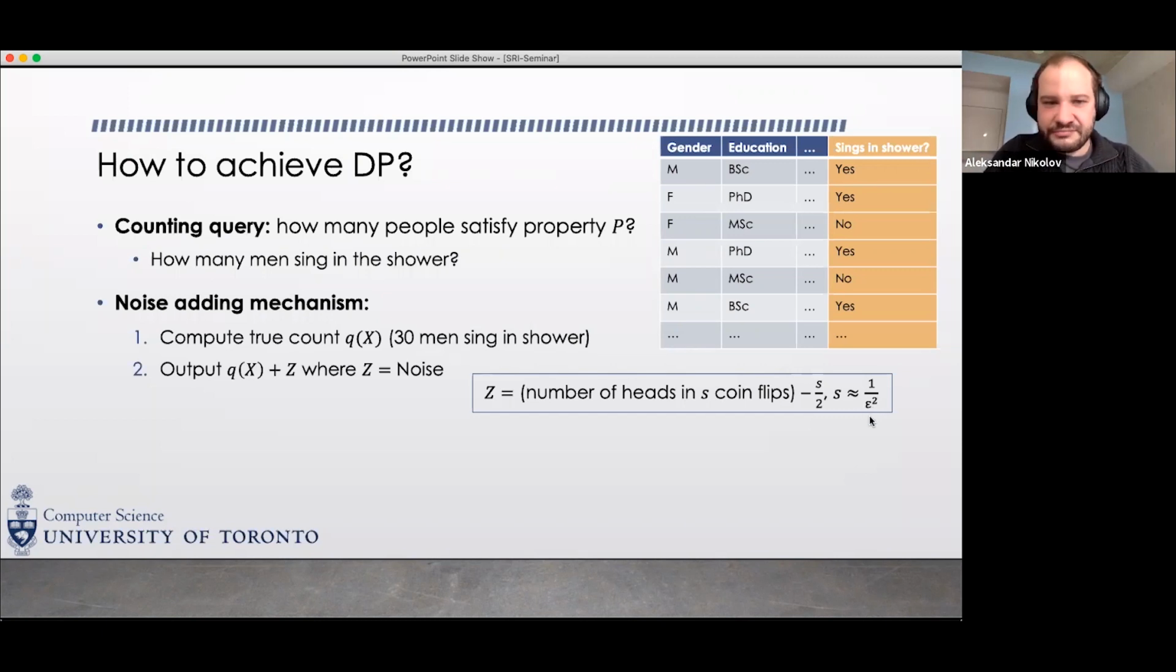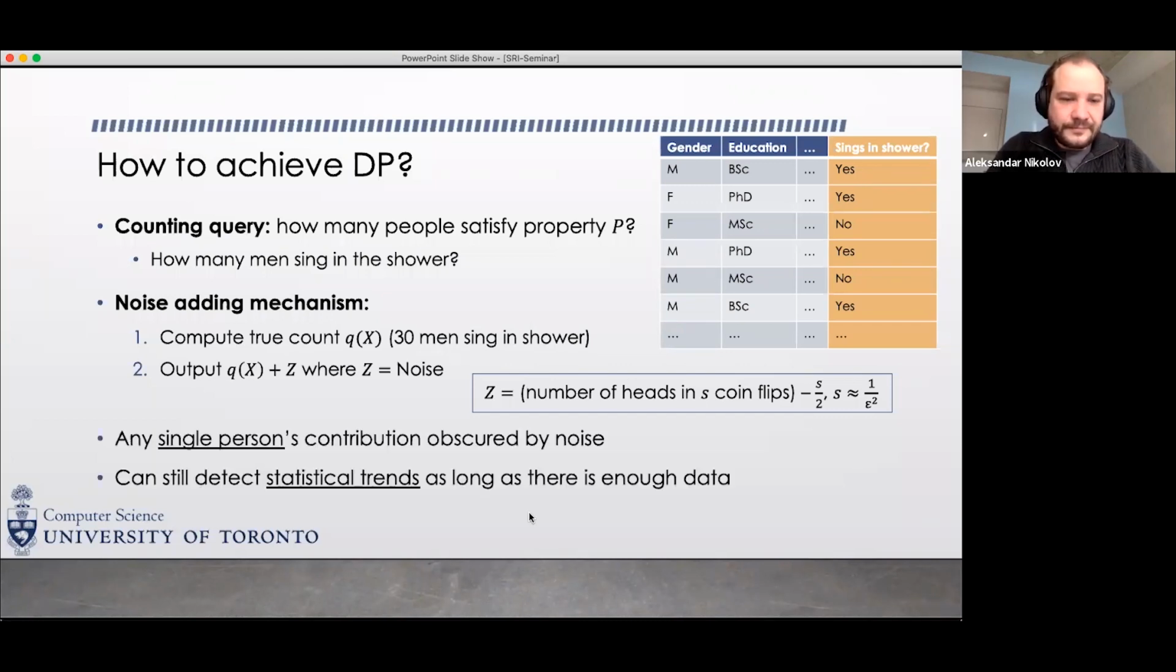Okay, and you can take S to be something that depends on the privacy parameter. Epsilon here is the privacy parameter in the definition. I won't talk about that in detail, but let's say S is some large constant, okay? Like large, but much less large than the number of points in the data set, for example. And this does achieve differential privacy, you can prove that. It does take some proving, but you can show that.